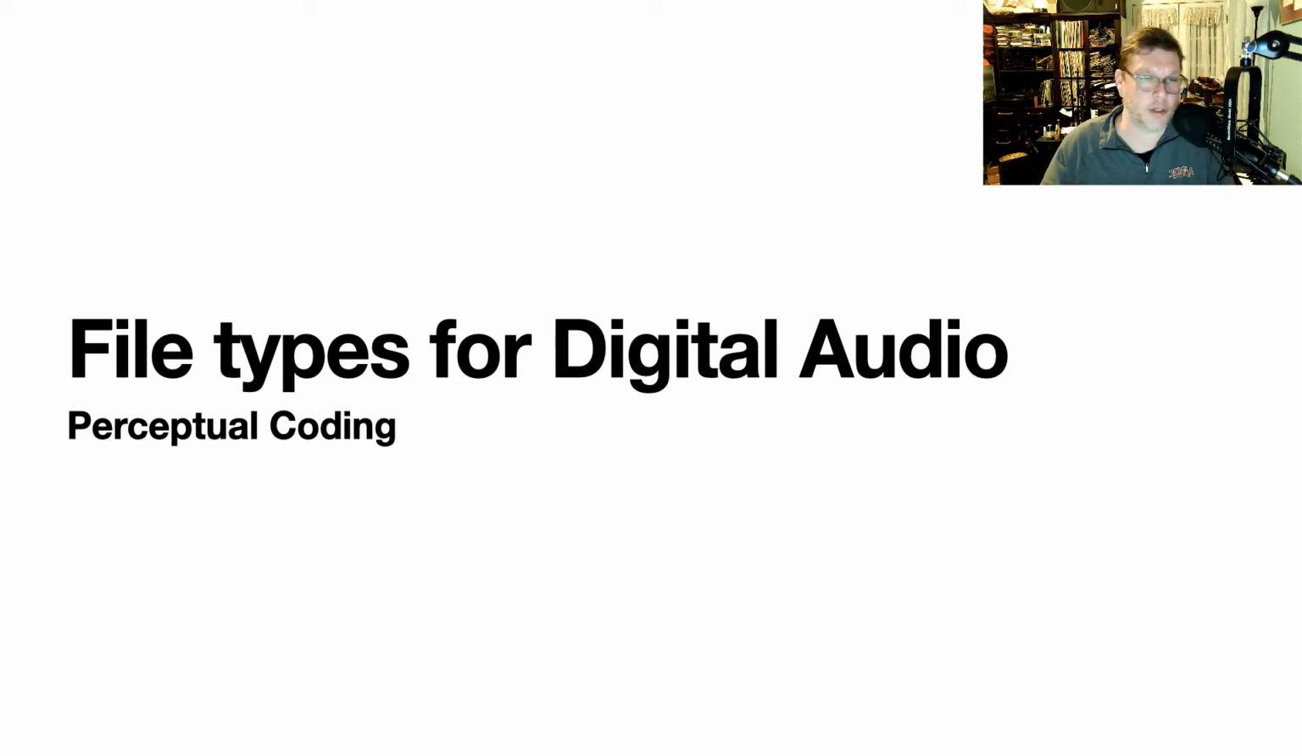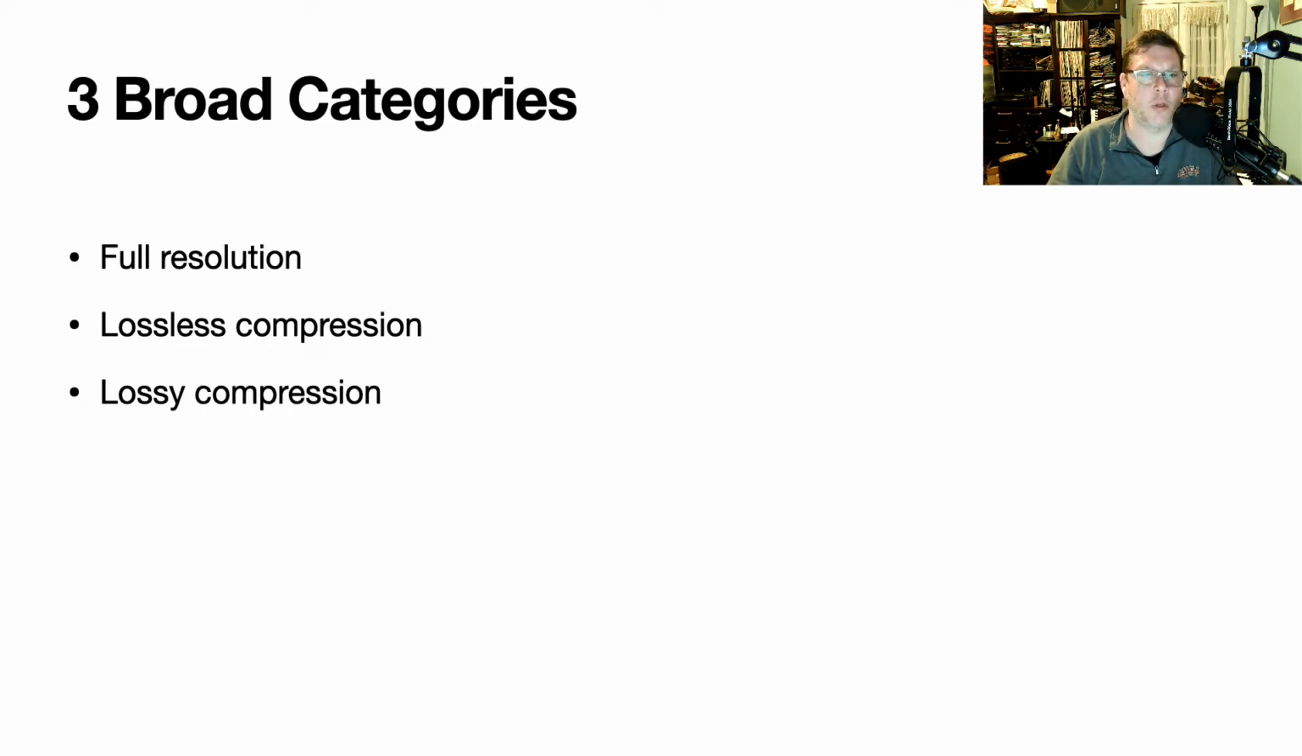In this video, we're going to talk about the file types for digital audio and a little bit about the idea of perceptual coding. So we have three broad categories of file types. There are full resolution files. These are files that contain all of the information.